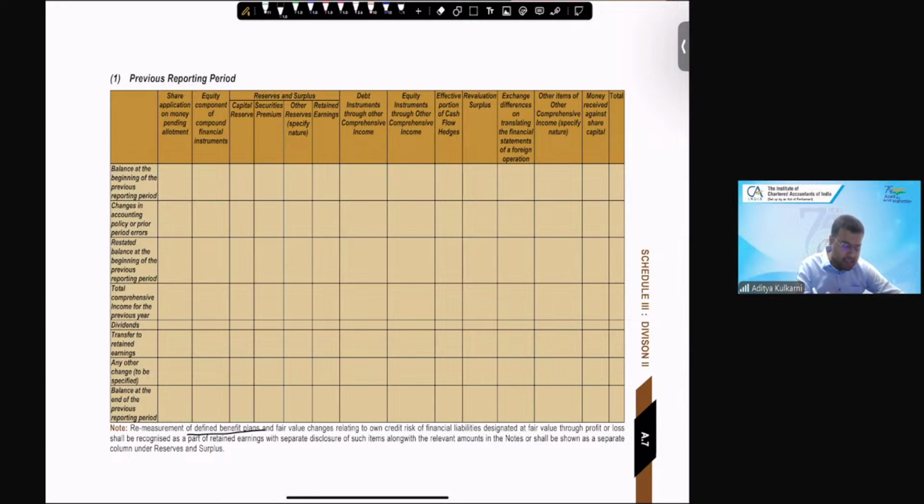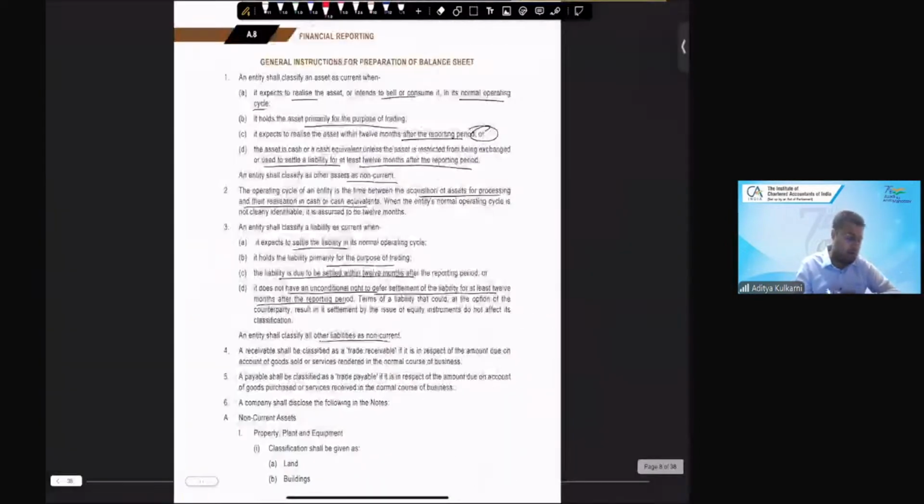In that situation, remeasurement of defined benefit plans and fair value changes relating to own credit risk of financial liabilities shall be recognized as part of retained earnings along with separate disclosures, or shall be shown as a separate column under reserves and surplus. Normally, I would suggest showing it as a separate column because that categorization can be identified back to where it is coming from. Okay, all right.